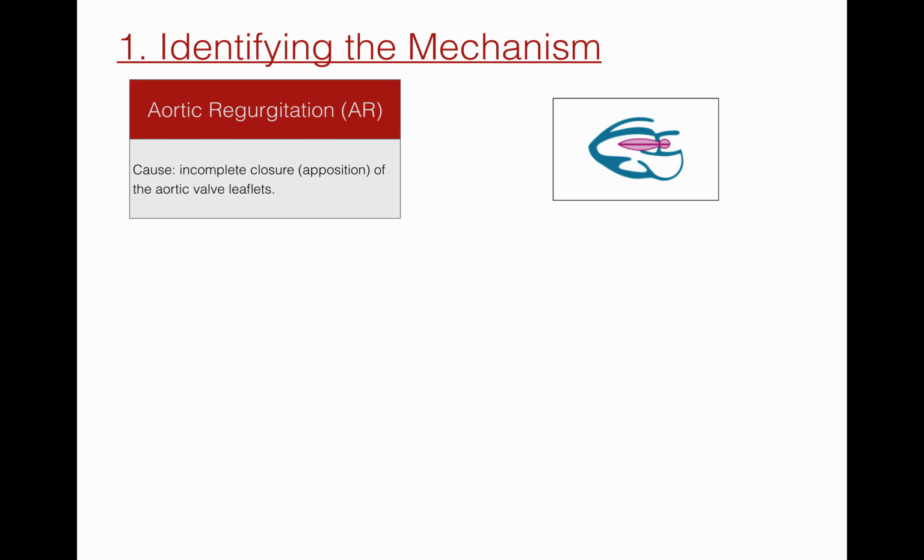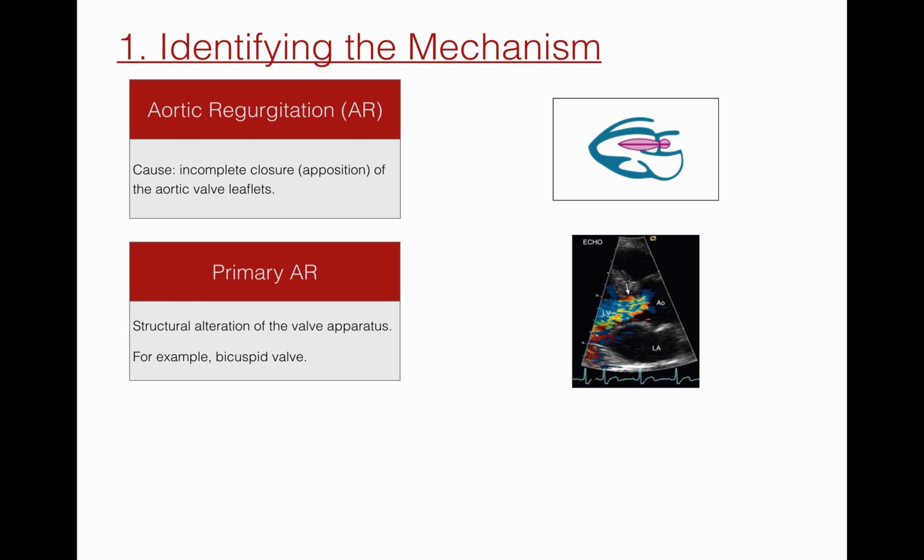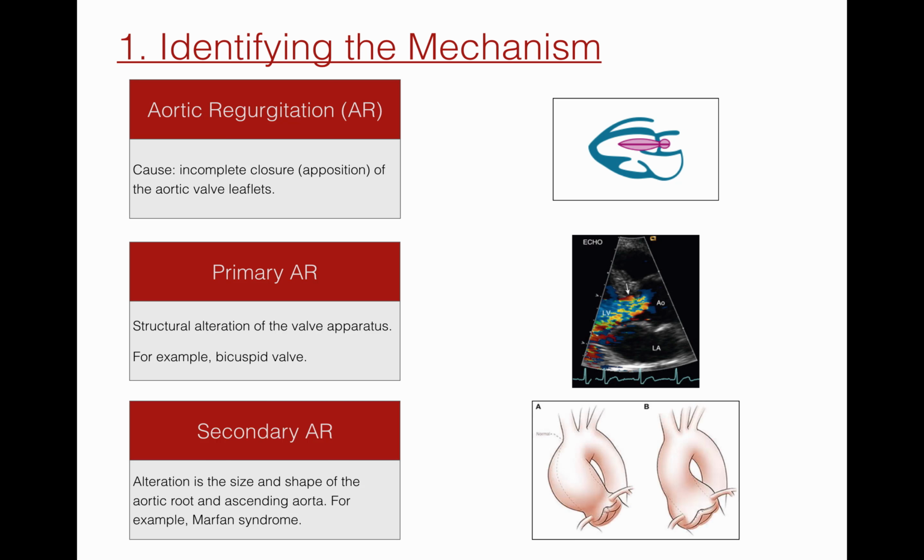Primary aortic regurgitation occurs due to a structural alteration or alterations to the aortic valve cusps. An example of this being the anatomical alterations that occur with a bicuspid aortic valve. Alteration in the size and shape of the aortic root or ascending aorta, which may, for example, occur with Marfan syndrome, causes secondary aortic regurgitation.